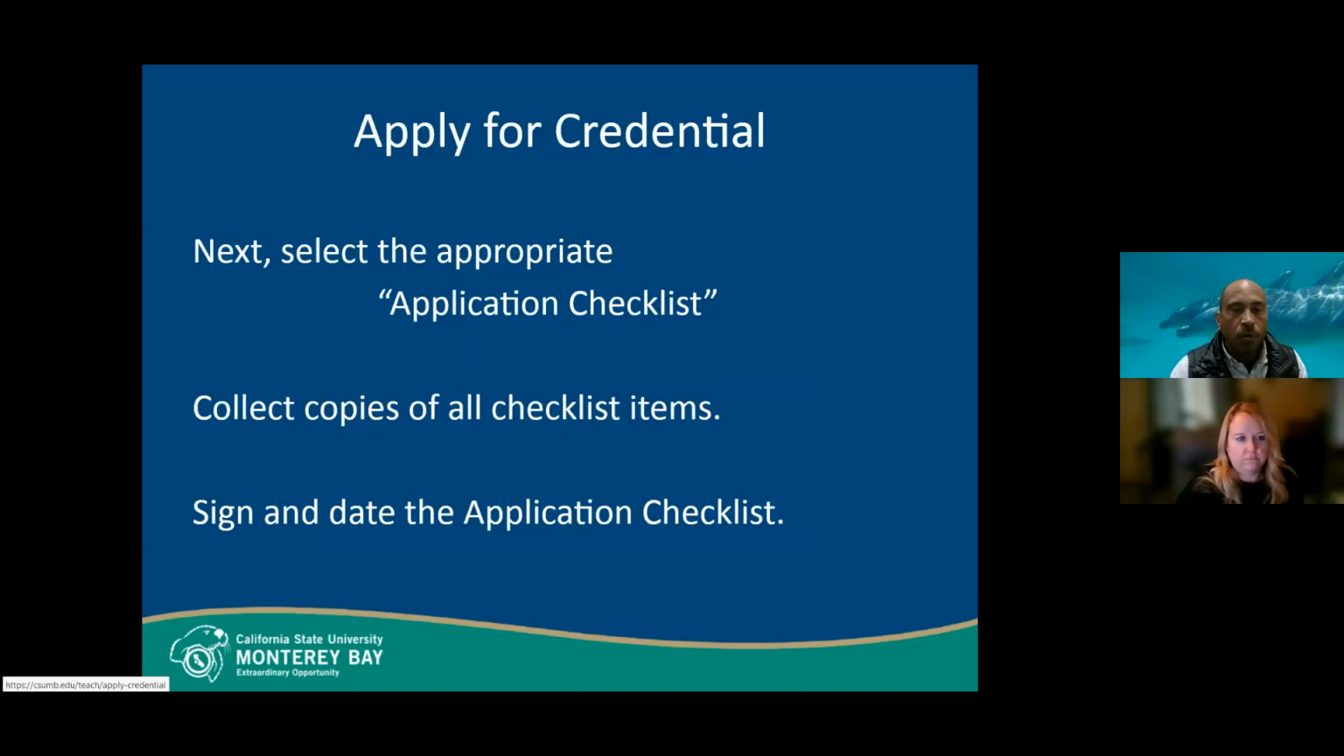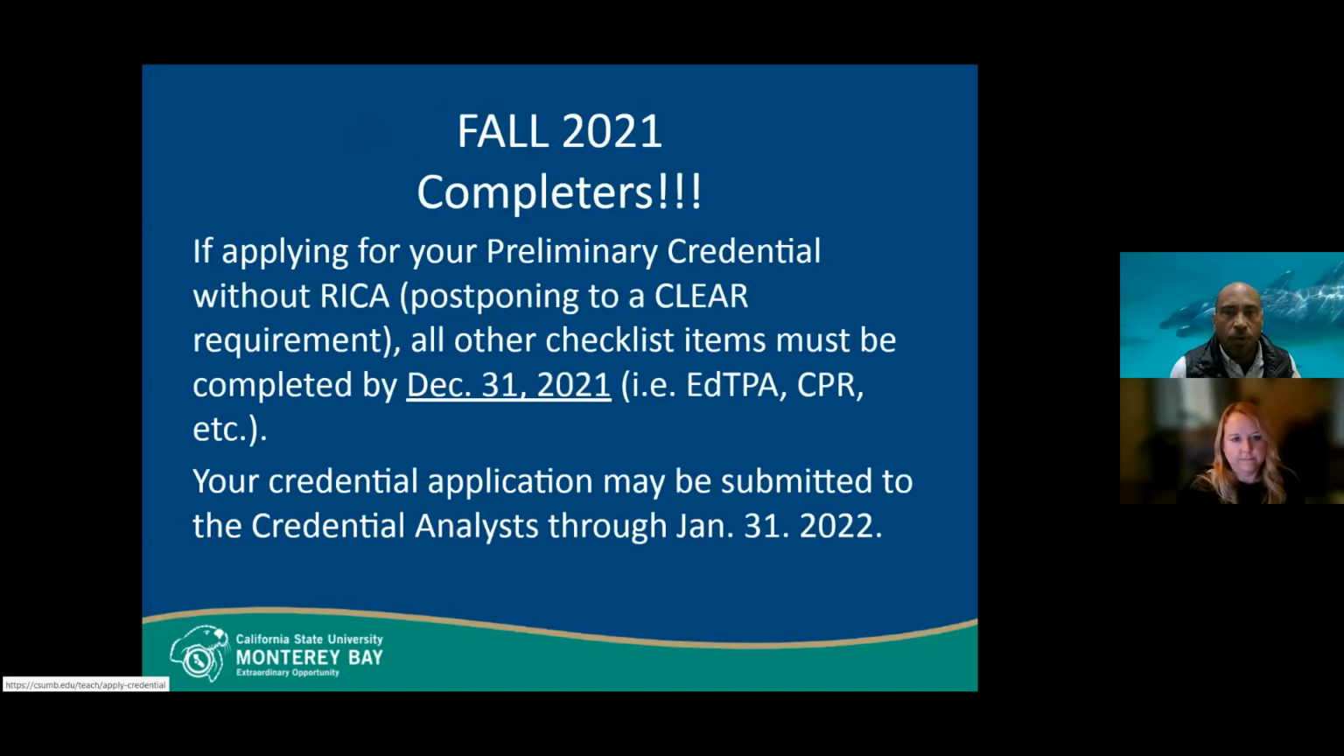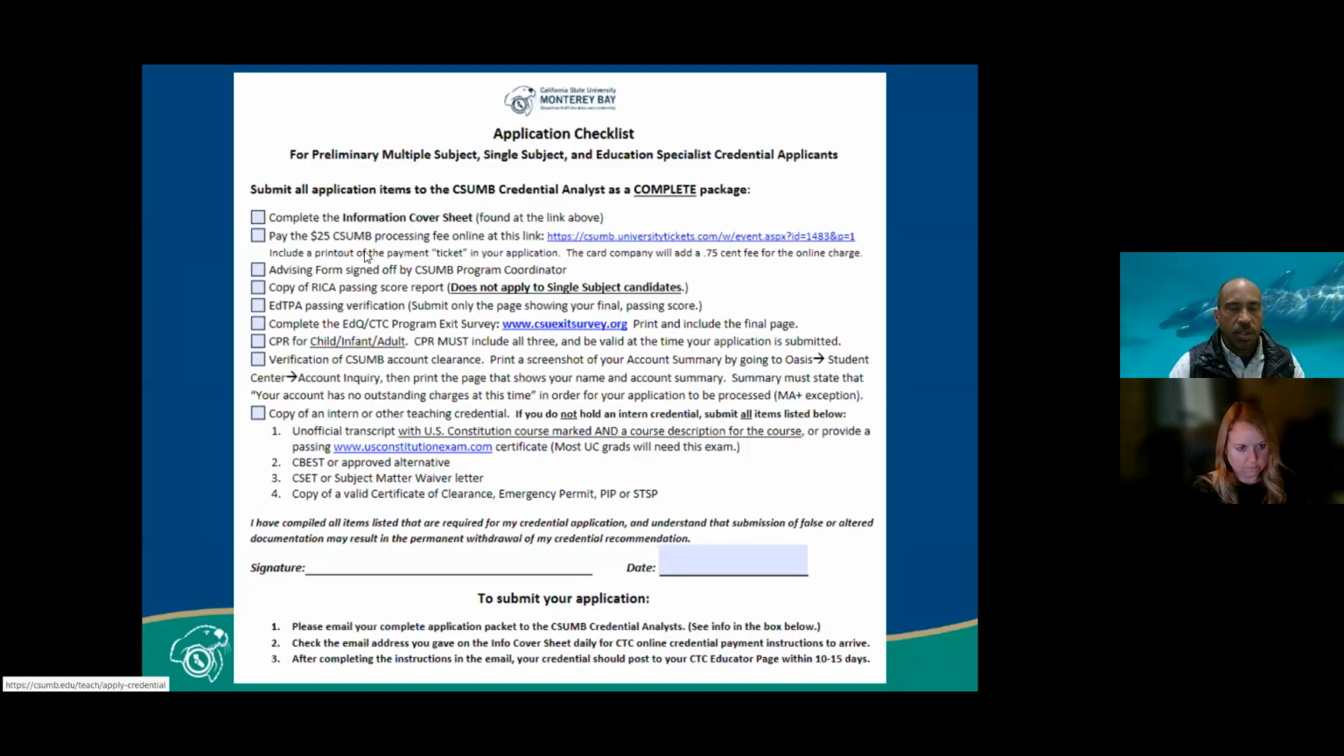The next form I'm going to go over is the application checklist. The application checklist lists all the items we need as credential analysts to recommend you for your preliminary credential. All the items on the checklist need to be submitted to us in one email. I'll get into that in a minute. For all our fall completers, and you are all fall completers, I'm going to come right back to this slide. I'm jumping ahead because I wanted to show you the application checklist. So this is the application checklist I was just referencing.